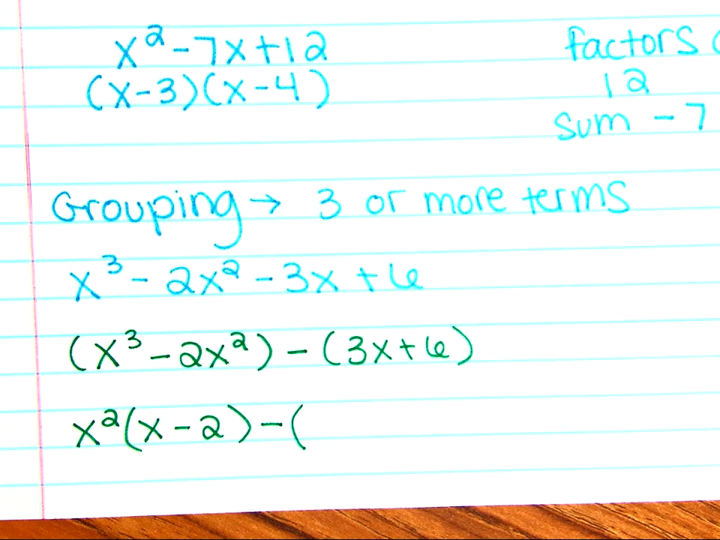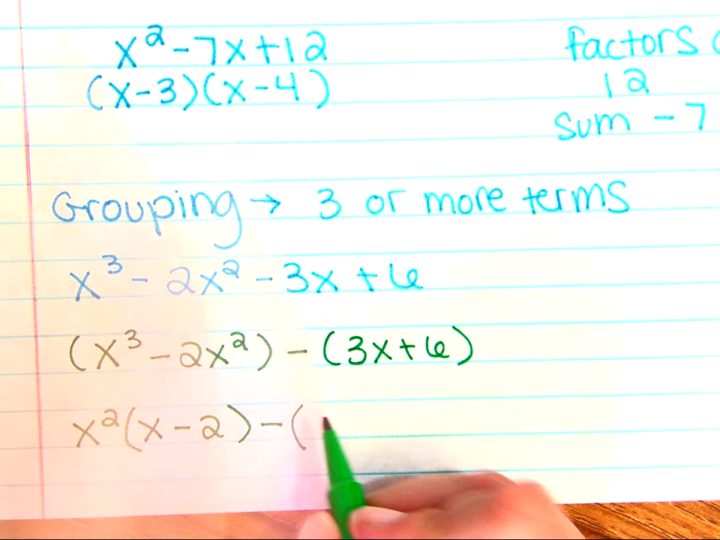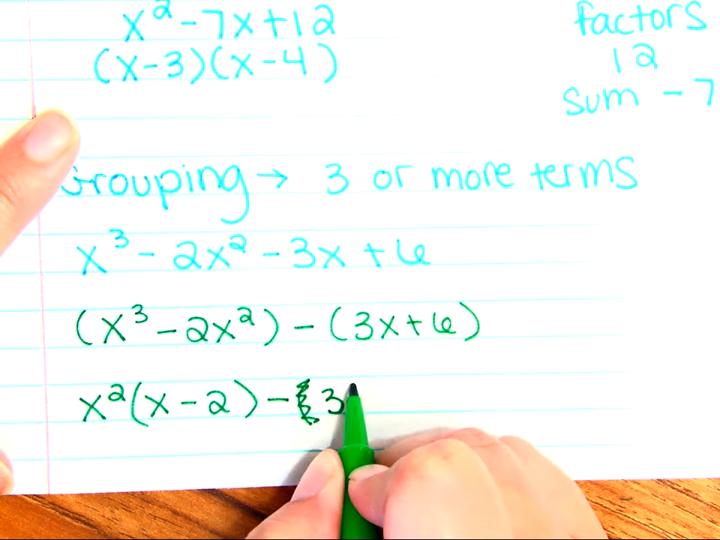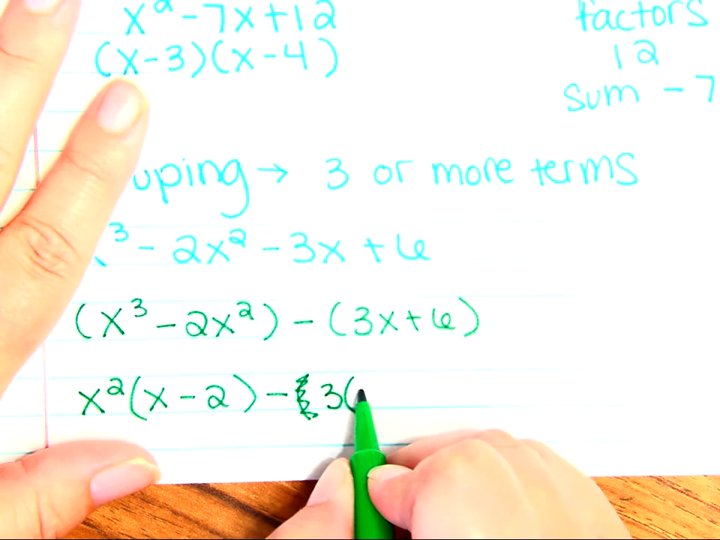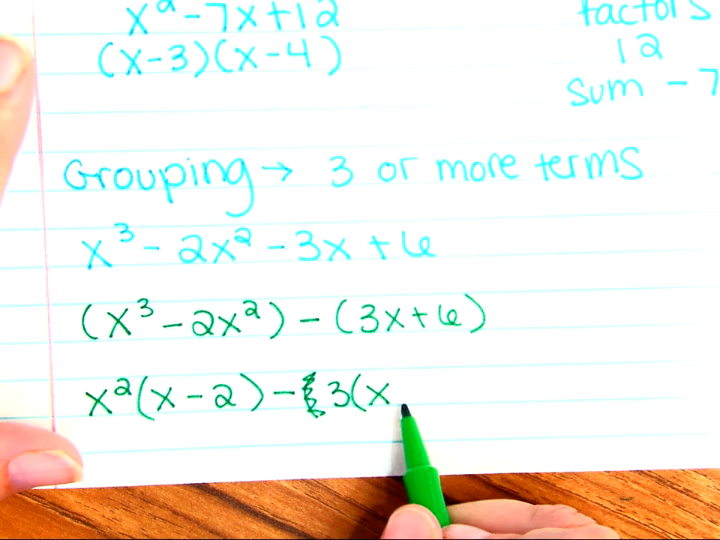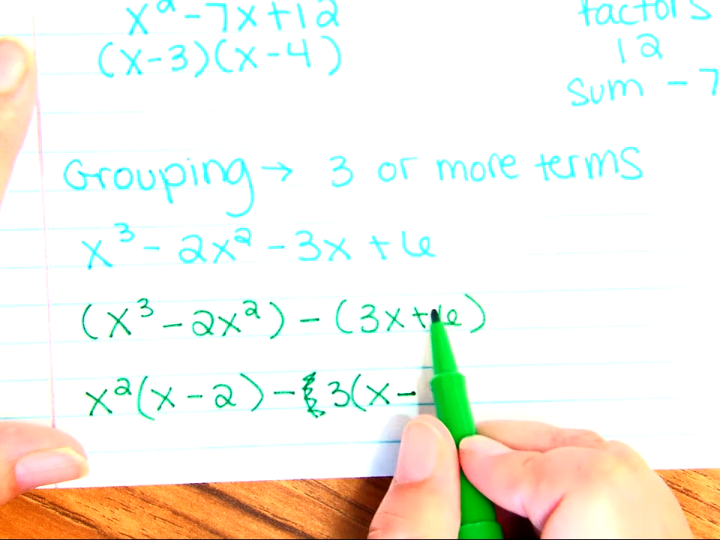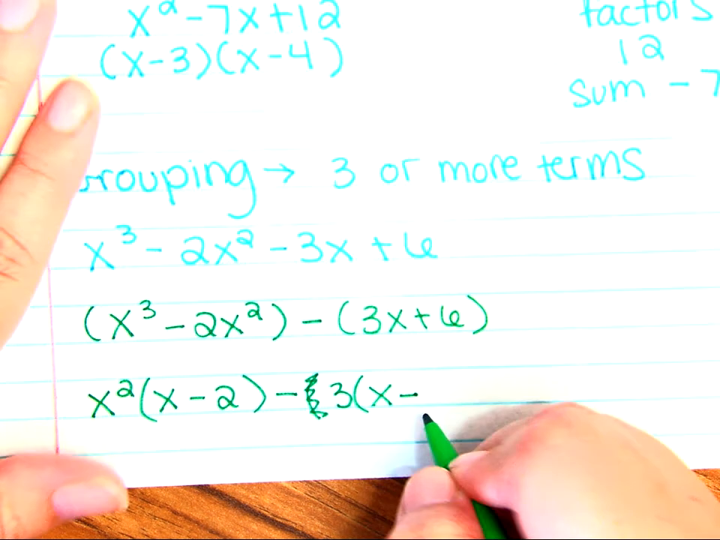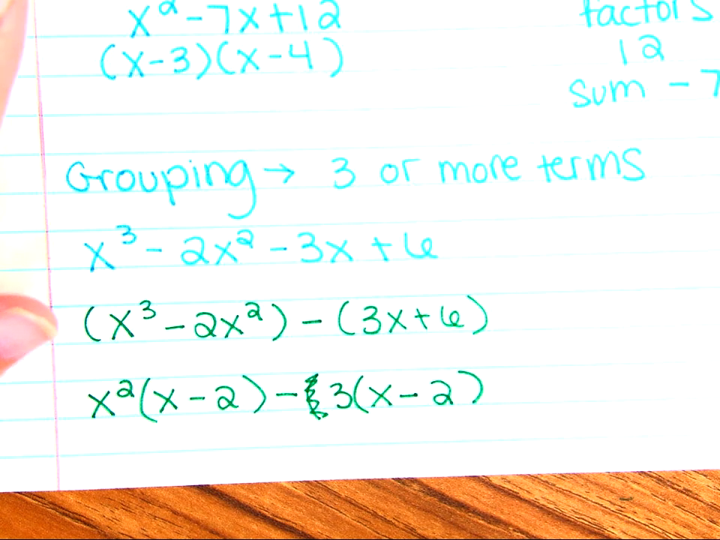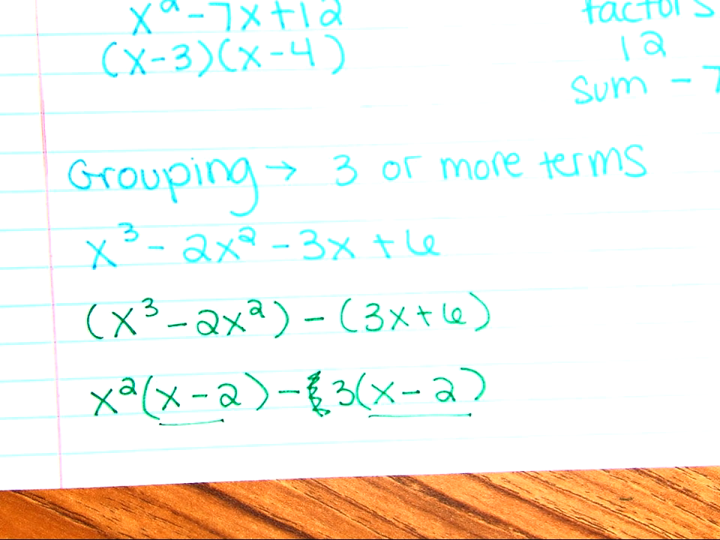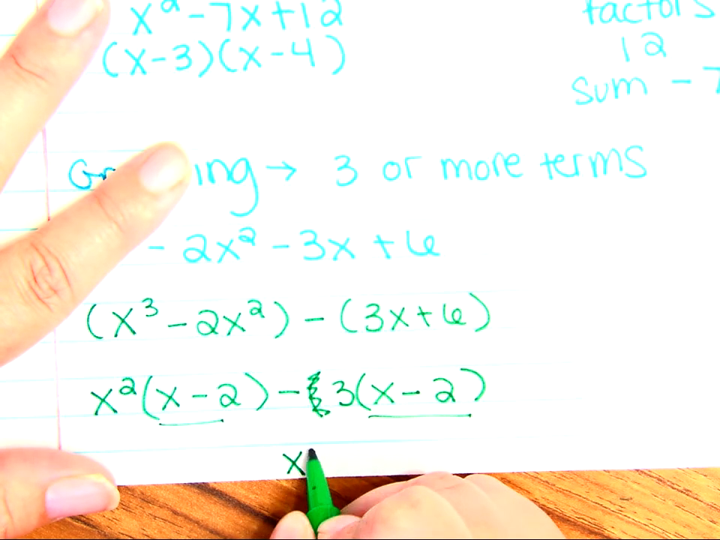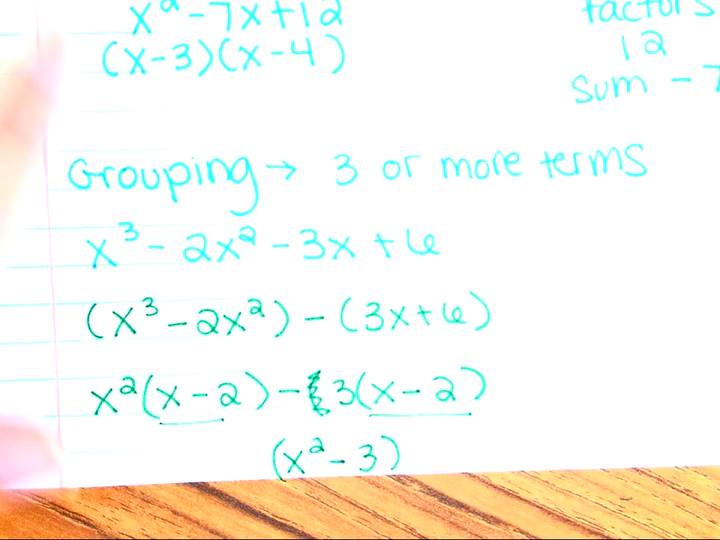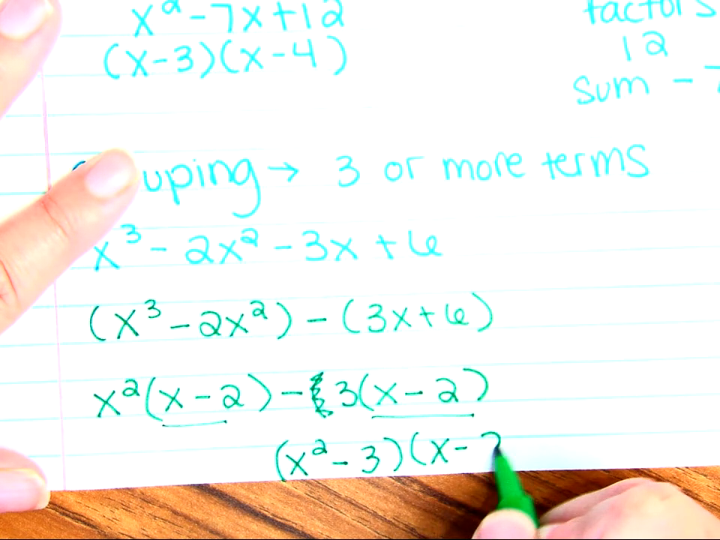So what do these 2 terms have in common? I probably shouldn't have written that there. Sorry, guys. I need a little bit more space. They have a 3 in common. So left over, I would have an x. And this would need to be a minus in order to get back to this positive 6 that I started with. So minus 2. These 2 things inside the parentheses should end up being the same. So my final answer by grouping, x squared minus 3 and x minus 2.